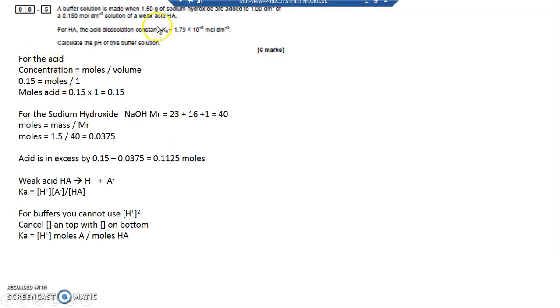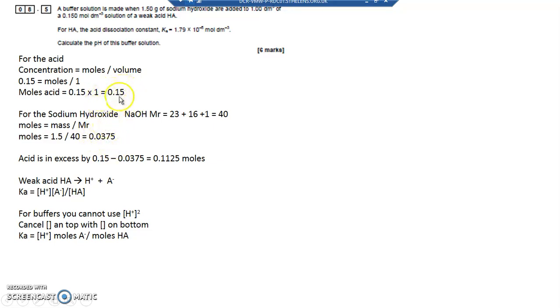So for the acid concentration, 0.15 is the number of moles divided by volume. I've got the volume in decimeter cubed, which is 1, so multiply the two together and the moles of the acid is 0.15. The sodium hydroxide, the MR: sodium is a 23, and O is a 16, and an H is a 1, so that equals 40. Moles is mass divided by MR. Moles is the mass, which is 1.50 grams, divided by 40, which is the MR, 0.0375. So I know the number of moles of sodium hydroxide, I know the number of moles of acid.